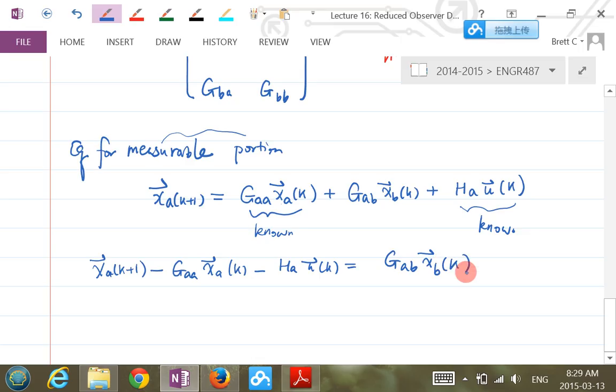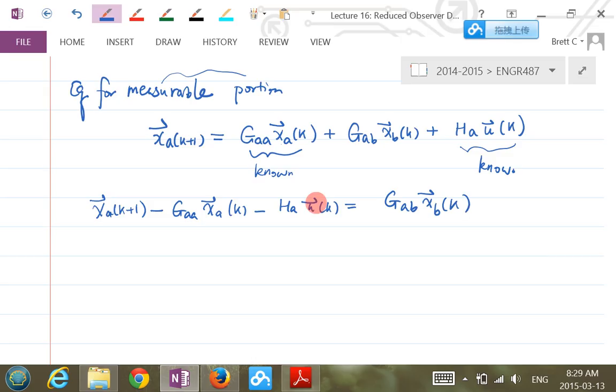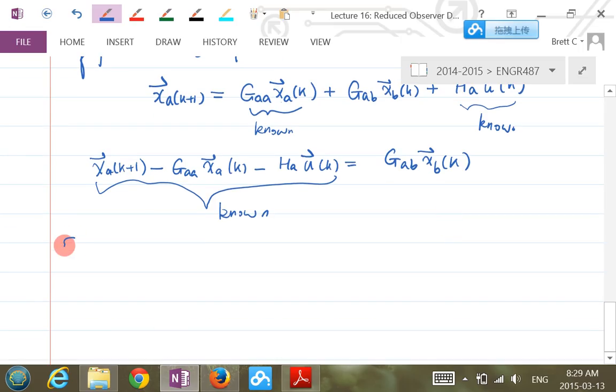So x_B(k) is the unmeasurable quantity, and x_B(k) is what you're going to estimate. So your observer is going to be redesigned specifically for this x_B only. Your observer is not going to be concerned about x_A(k) because it is coming from the sensor. So the whole left side here is a known term, right? It's a known term.